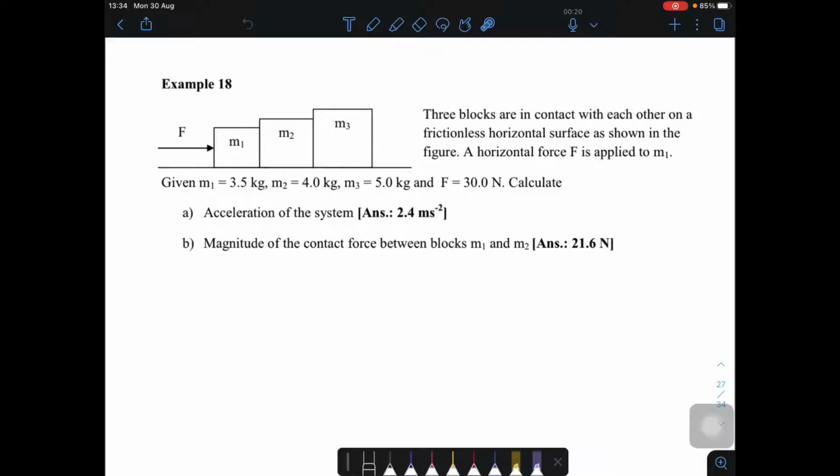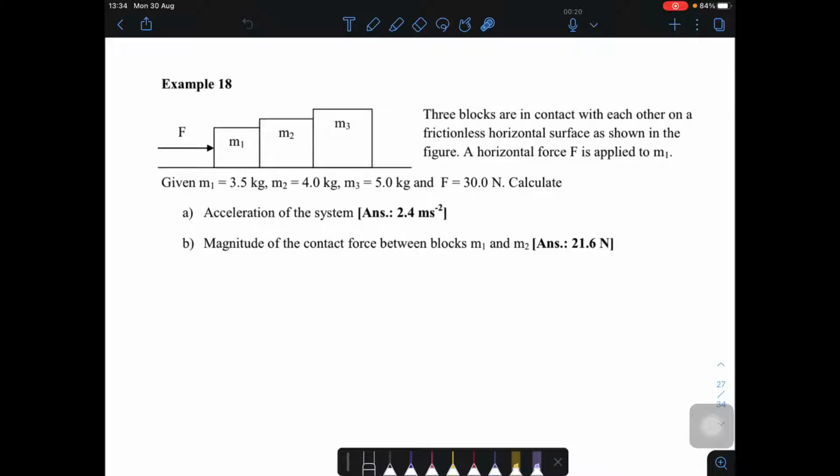Okay, the next one is example 18. Three blocks are in contact with each other on a frictionless horizontal surface as shown in the figure. A horizontal force F is applied to M1. The masses are M1 3.5 kg, M2 4 kg, M3 5 kg, and the force is 30 Newton. Basically, example 18 is under Newton's third law.